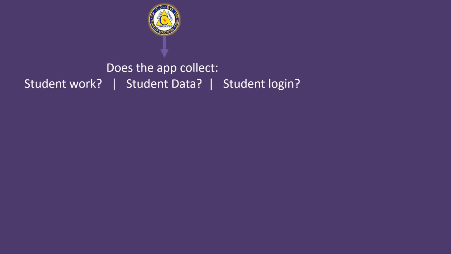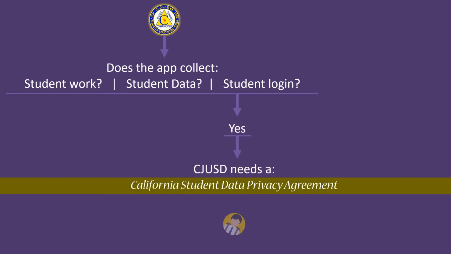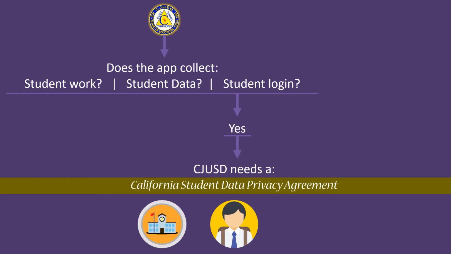This is why CJUSD requires that any app that collects any student data or student work, or even requires students to log in, has a signed California Student Data Privacy Agreement, CSDPA. This protects our students, our staff, and our CJUSD community. Okay, let's talk about the Ask Before You app process.